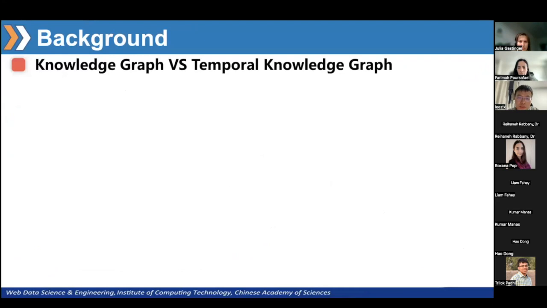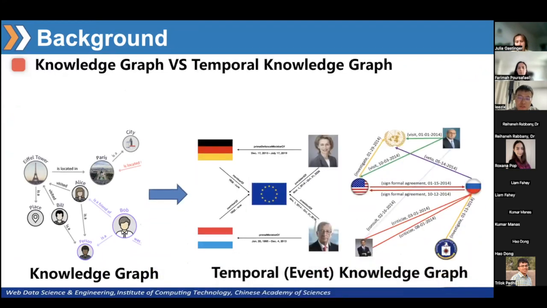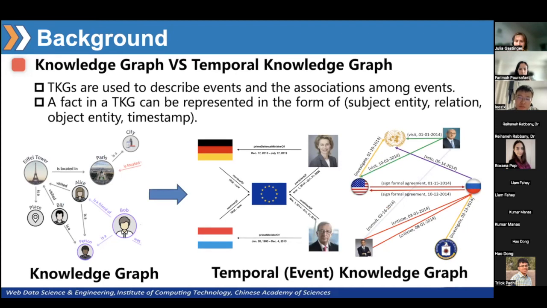and we all know that knowledge graphs have facilitated many real-world applications, which use subject entity, relations and object entity to describe the facts in the real world. However, traditional knowledge graphs can only store static facts. Temporal knowledge graphs consider the time validity of facts by describing a fact using a quadruple, which is the subject entity, relation, object entity, and the timestamp. TKGs are used to describe the events and association among events. Here are two examples of TKGs.